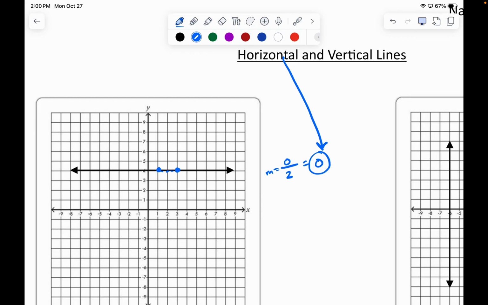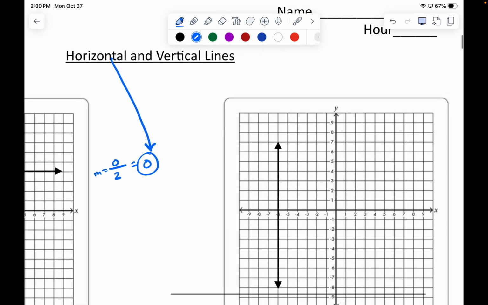So you have 2 choices. You can memorize that, or you can just do rise over run and you'll get it anyway. Okay? All right, what about a vertical line? Same thing. Couple points. What's my rise? Guys, pay attention, please. What's my rise? 2. What's my run?